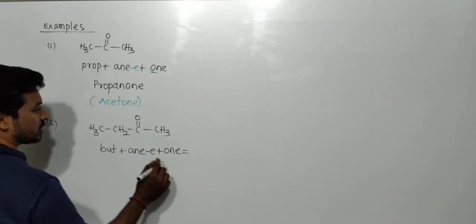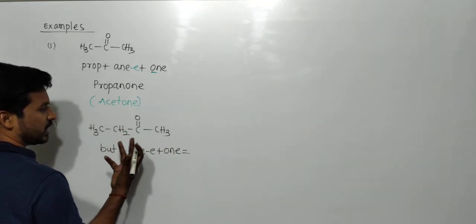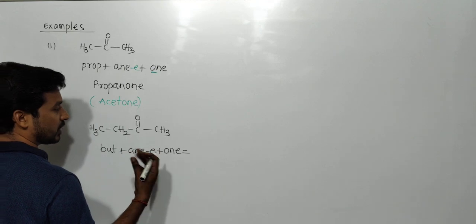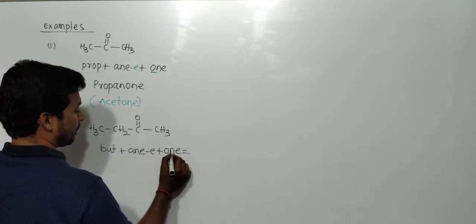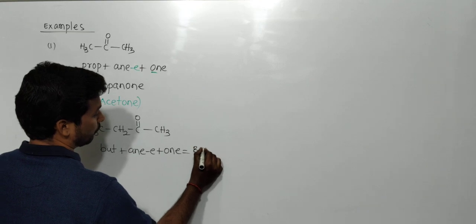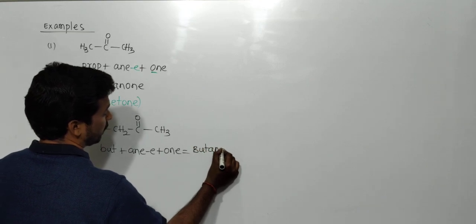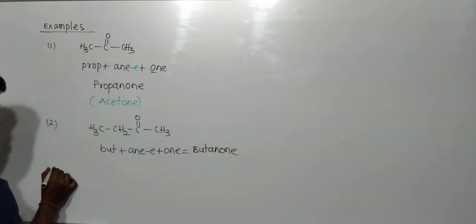That always takes second position. So it always takes second position. There is no chance for another position. That's why no need to mention the number. Butane plus one. Butanone. Butanone is the IUPAC name of this molecule. Next.